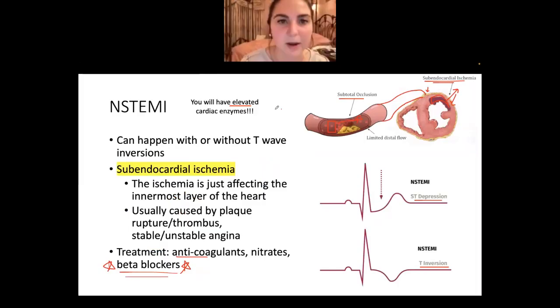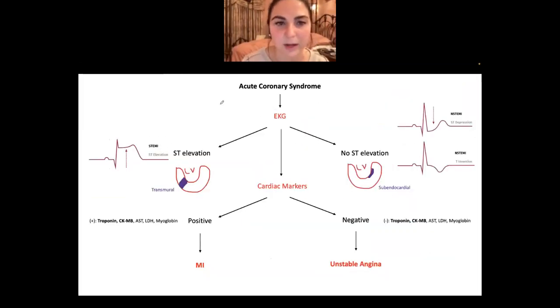Okay, and then yeah, we talked about you're also going to see elevated cardiac enzymes. They're still having a myocardial infarction. Cells are still dying. That's going to elevate the cardiac enzymes. And I bring that up because that's how you can differentiate between an MI and unstable angina, which again present so similarly.